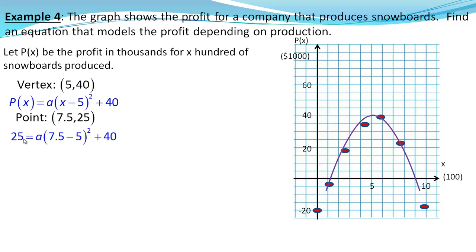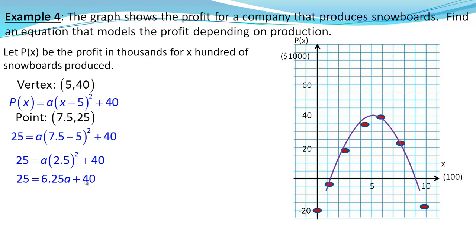So substituting in the 25 here for the profit, and x is 7.5. So 7.5 minus 5 is 2.5. We're going to square, and if you square 2.5, you get 6.25. So this would be 6.25A here. And I'm trying to isolate for A. So the next thing I want to do is isolate this 6.25A term.